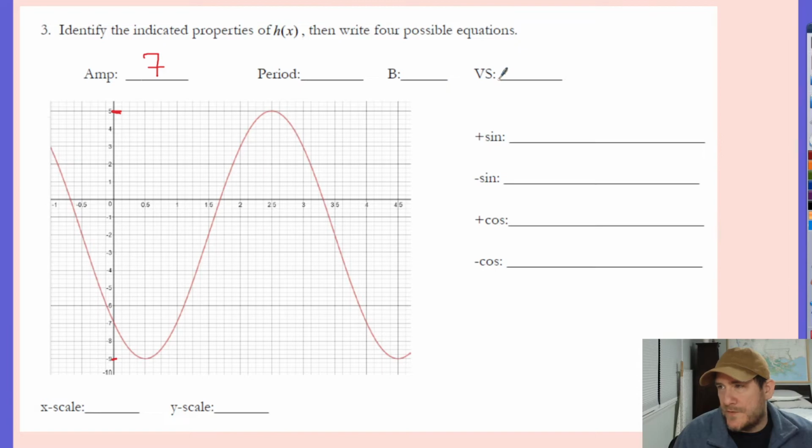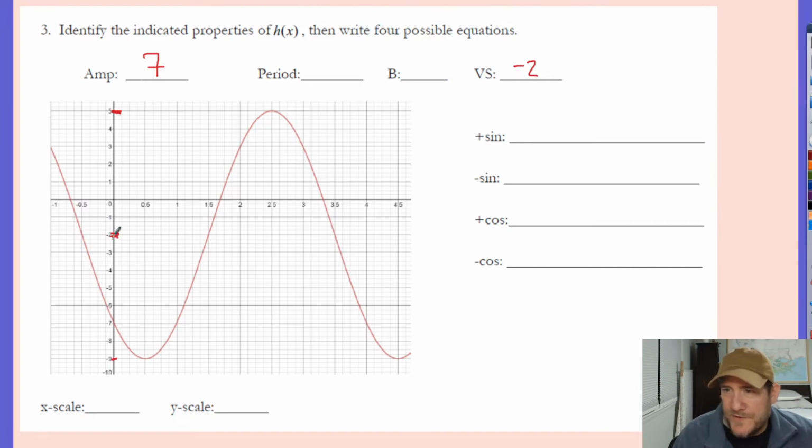For the vertical shift, we said we could find the midline by averaging these two numbers. So 5 plus negative 9 is negative 4. Chopped in half tells me that right here, negative 2 is my middle. And that certainly looks right when you look at it. So the vertical shift's negative 2.